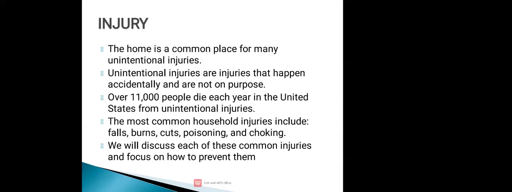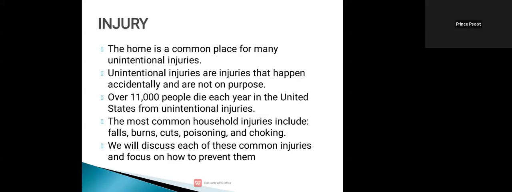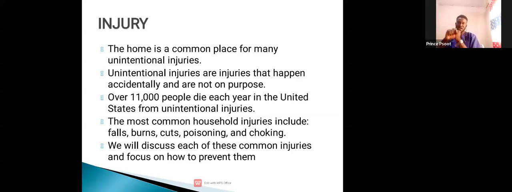Injury. Injury, I would say, is harm inflicted on a part of the body. We know that the home is a common place for many unintentional injuries. What type of unintentional injuries? Unintentional injuries are those injuries that are not intended. You don't plan for it.